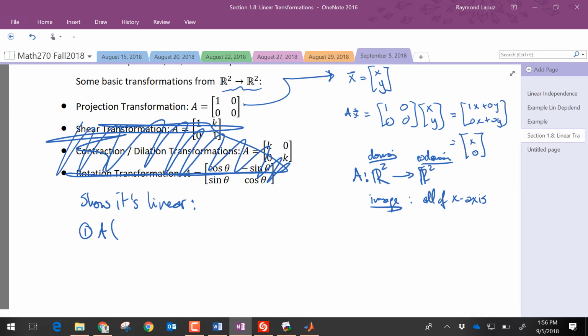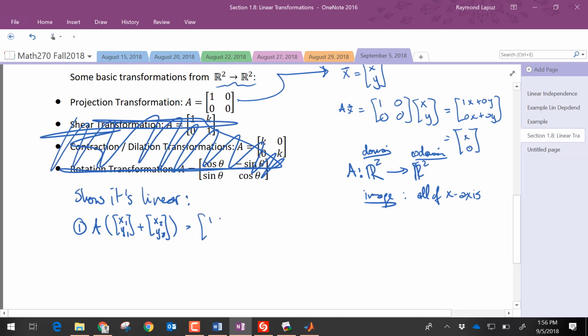I'm going to call them x1, y1 plus x2, y2. So those are my two vectors. And if I take those two vectors and apply A, then I should get, in the end, A x1, y1 plus A x2, y2. So let's see if that happens. A is 1, 0, 0, 1. And then I'm going to add these two vectors together, x1 plus x2, y1 plus y2.